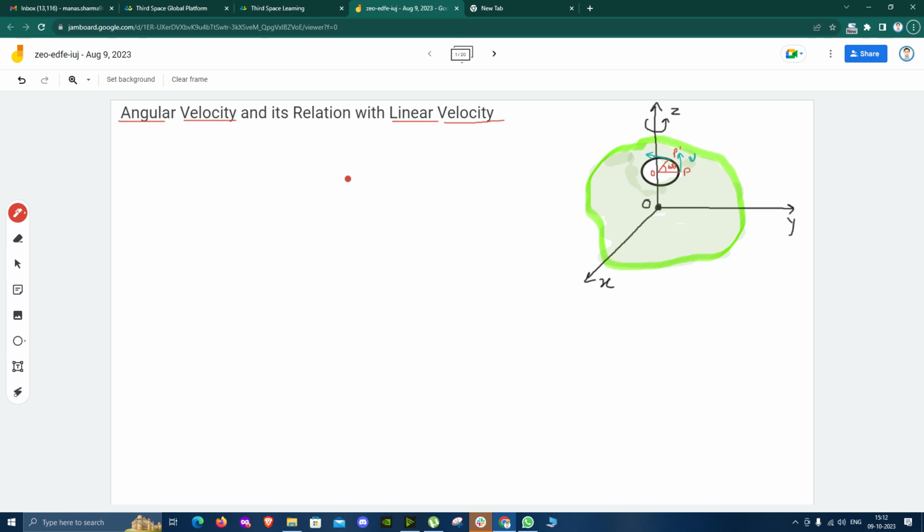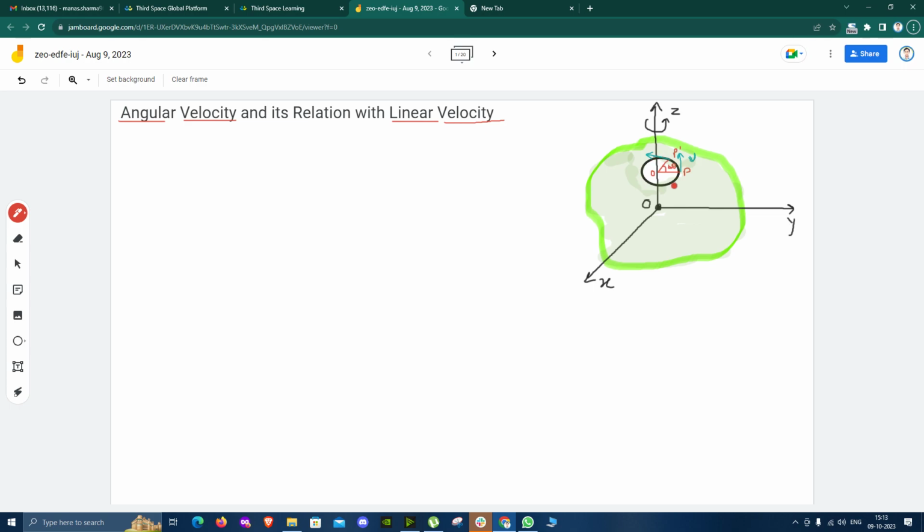Okay, guys, so today we will be learning about angular velocity and its relation with the linear velocity. So, before we do that, let's try to understand what's the meaning of angular velocity. Before we understand the angular velocity itself, we must understand what is angular displacement.